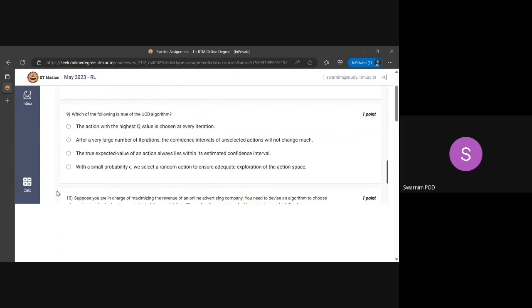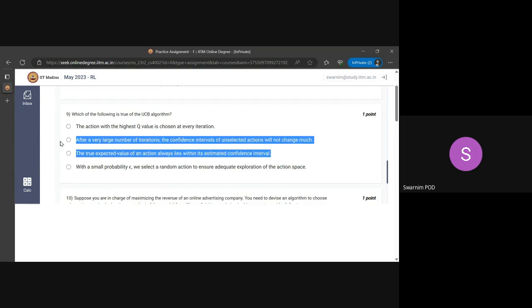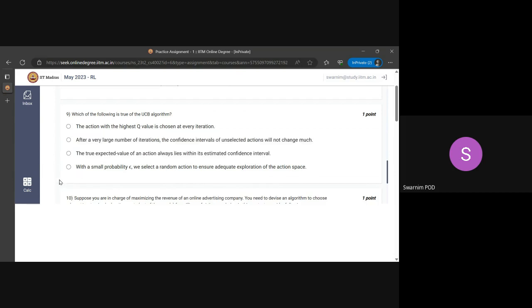In case you have watched the videos, it will be pretty straightforward. But in case you have not, I'll give you a very quick overview. UCB is the upper confidence bound algorithm. Every time it pulls an arm, it keeps track of the confidence interval for that particular arm. The second one is correct, right? Let's see, the action with the highest Q value is chosen at every iteration. Is this correct?